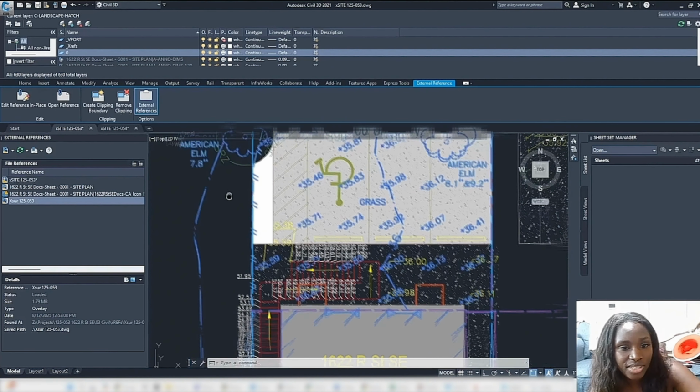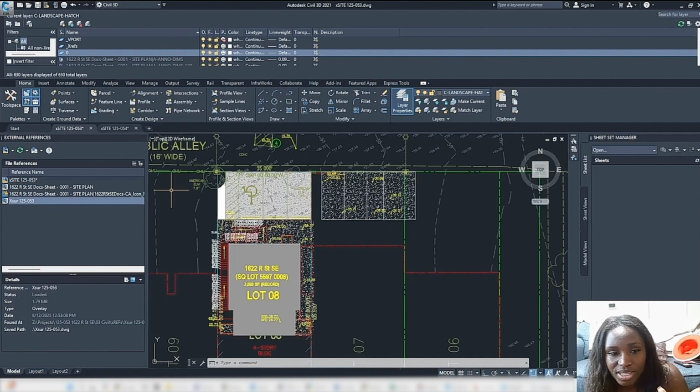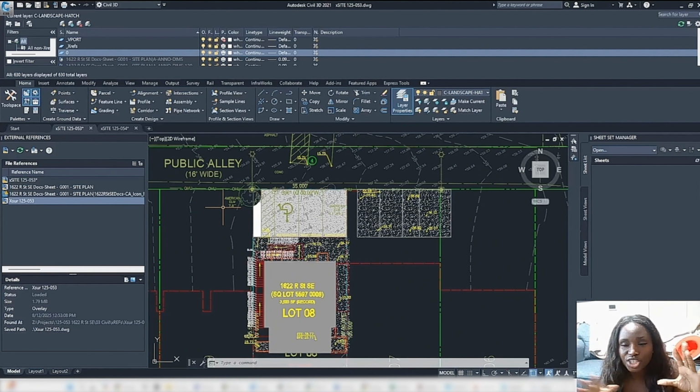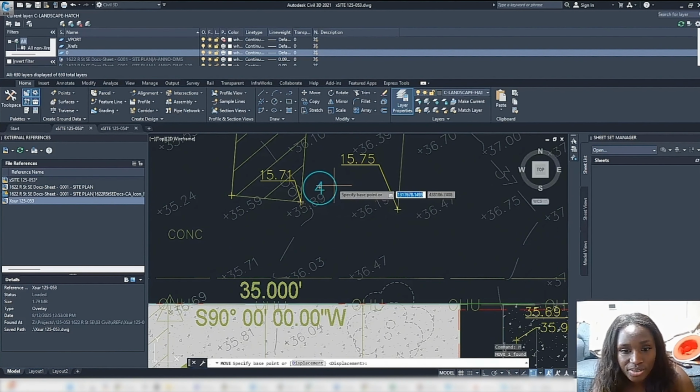Another thing is that AutoCAD moves slower when you have properties on, so I usually have them off when I'm working. When properties is on, it's constantly calculating so that the numbers are up to date. So I usually have it off when I'm working.